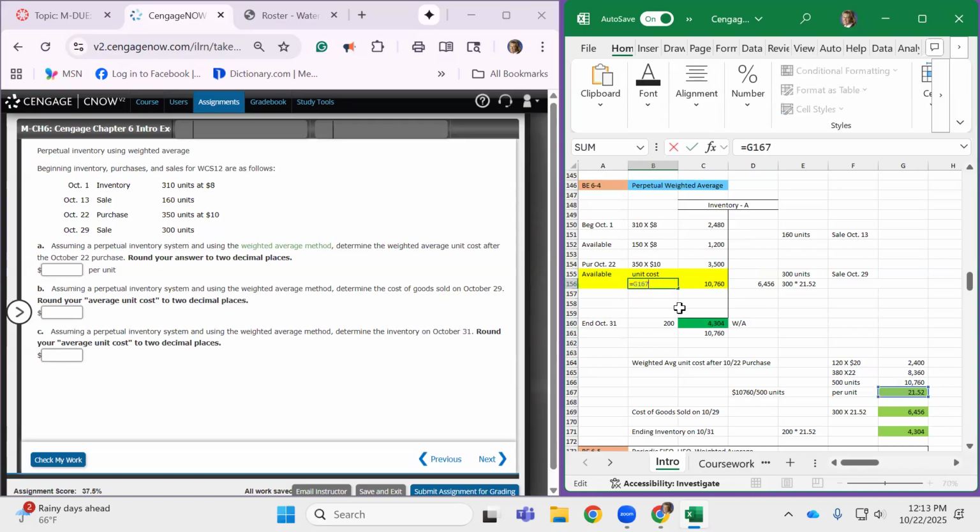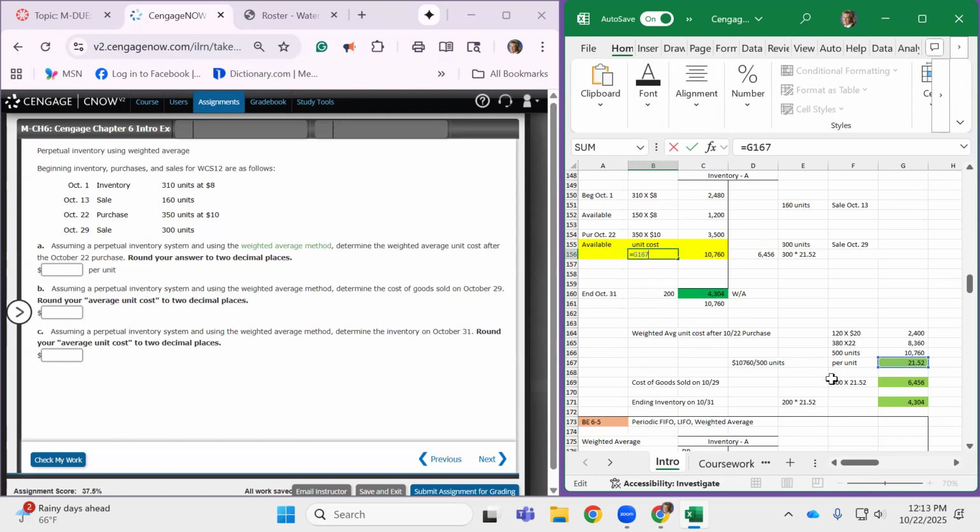All right, so here's how we do it. I'm going to do the average down here. Okay, the weighted average. So you've got to add your items together and do the math. Okay, so on October 22nd, we're selling 300 units on October 29th. Okay, the weighted average after the 10/22 purchase. Let me put this in here.